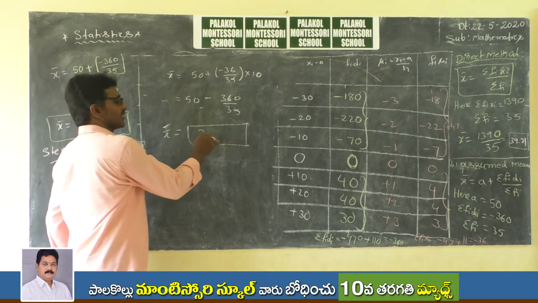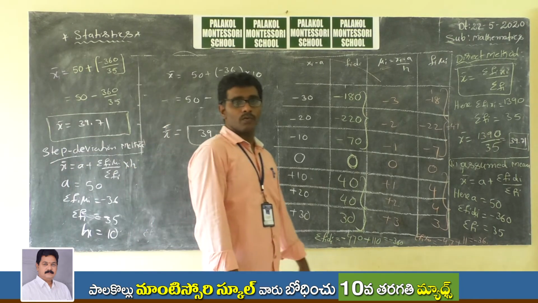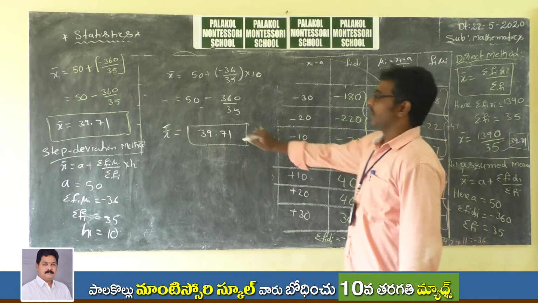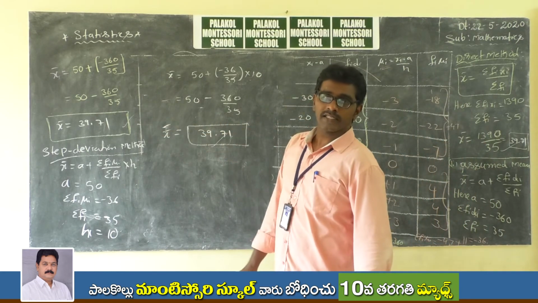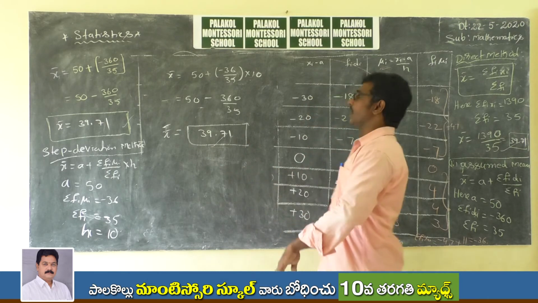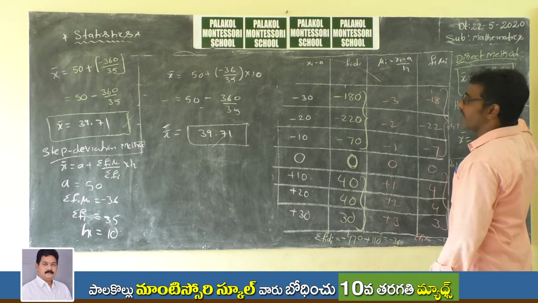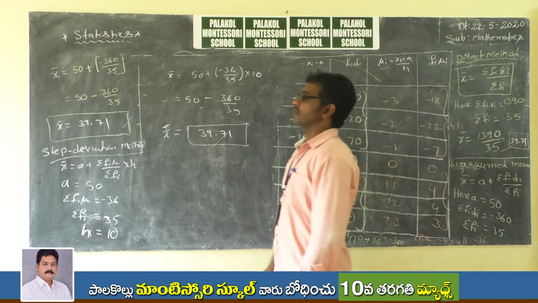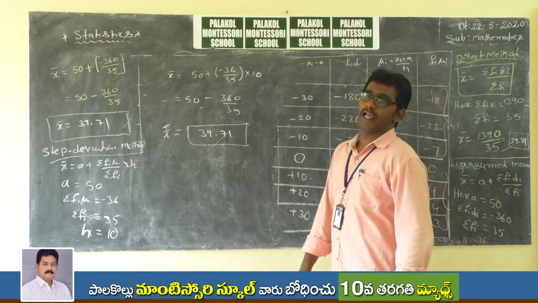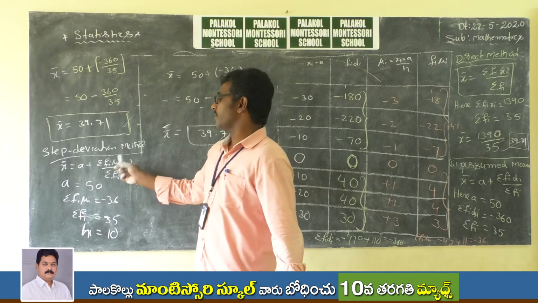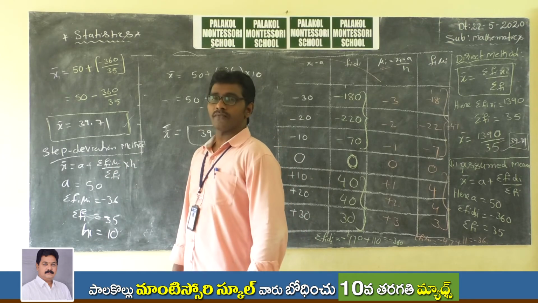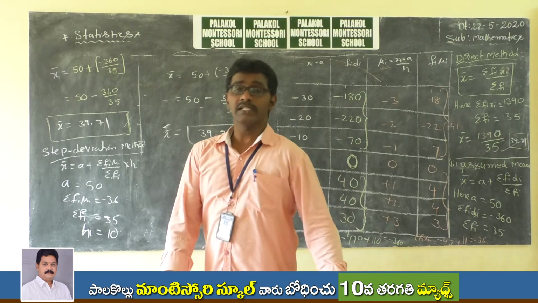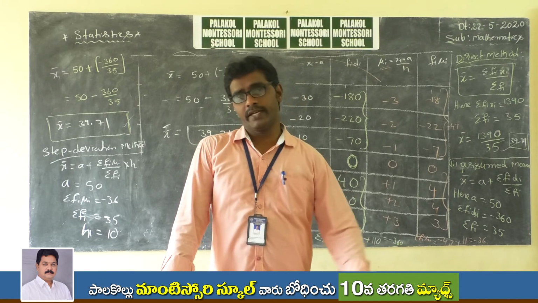This one you calculate, this answer is equal to 39.71. In the three methods, you get the same answers. Check it. Okay, guys? Do you understand? In the direct method, you apply this formula: sigma fi xi by sigma fi. In the assumed mean method, you apply the formula x bar is equal to a plus sigma fi di by sigma fi. In the step deviation method, x bar is equal to a plus sigma fi ui by sigma fi into h. Okay? This mean topic is completed.